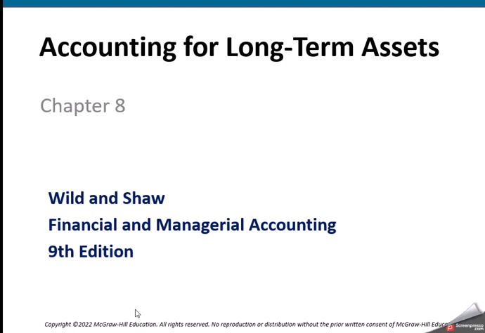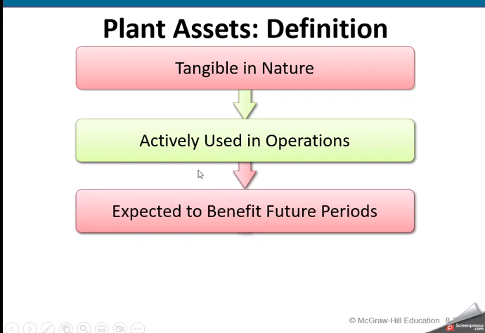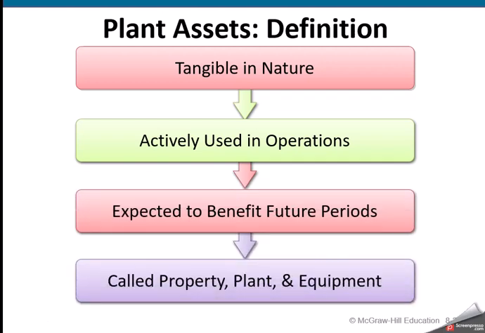Chapter 8 of Financial Accounting, we talk about long-term assets. Plant assets are the most common, and I always refer to those as what it says down at the bottom, property, plant, and equipment, or abbreviate that PPE. Our property, plant, and equipment are things that are tangible in nature, which means we can go out there and touch them and we can physically see them.